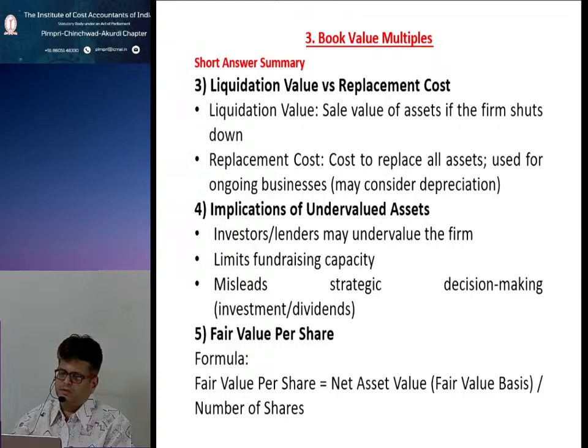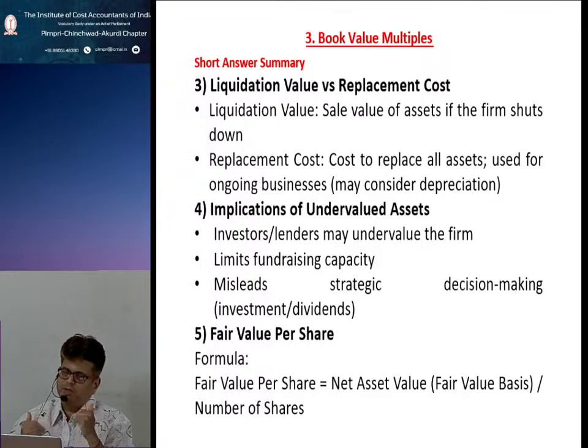Fourth, in short question answer 4, the concept that is discussed is the implications of undervalued assets. So the implications of undervalued assets typically are that investors and lenders may undervalue the firm, it limits the fundraising capacity, and lastly it misleads the strategic decision making process also, especially for investments and dividends. So these are the implications of undervalued assets. If a particular asset is undervalued, then the investment decisions will go wrong, and the dividend decision making will go wrong.